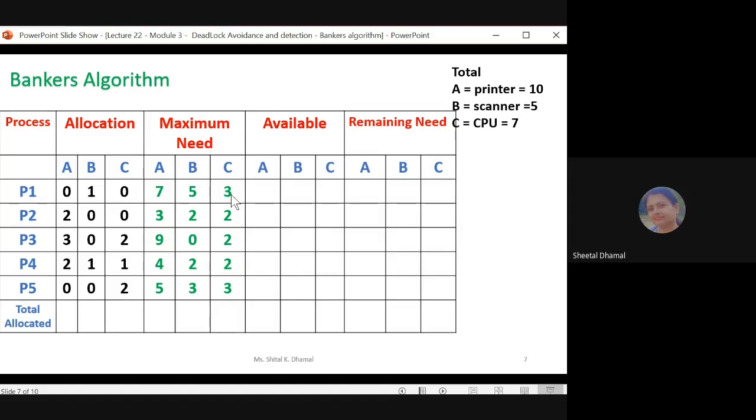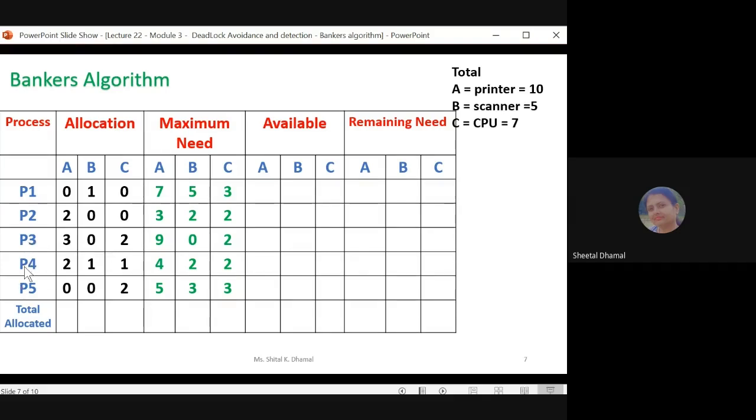and 3 resources respectively. After that, let us consider that process P2 has arrived in the ready queue. And process P2 requires 3 printers, 2 scanners, and 2 CPUs to complete its job. But again, considering the multiprocessing environment, your operating system will allocate only 2 printers to the process P2. And here it will not assign any scanner and CPU to the process P2. Same with the process P3. P3 requires 9, 0, and 2 resources respectively, but your operating system will allocate only 3 printers and 2 CPUs to the process P3.